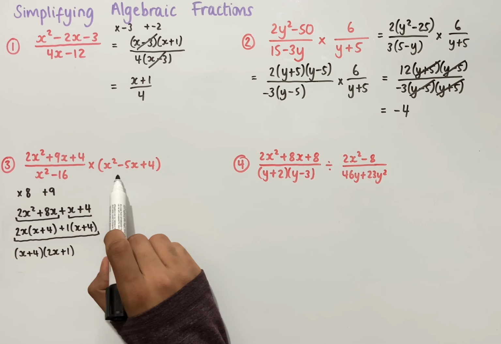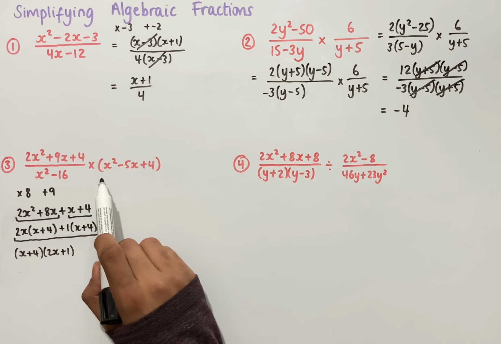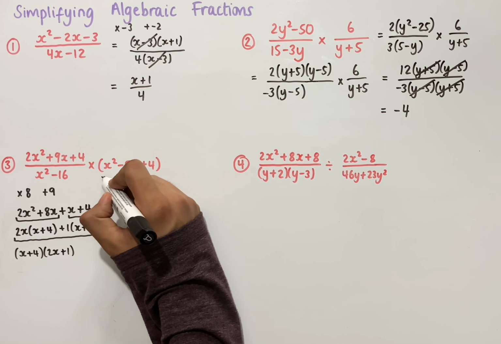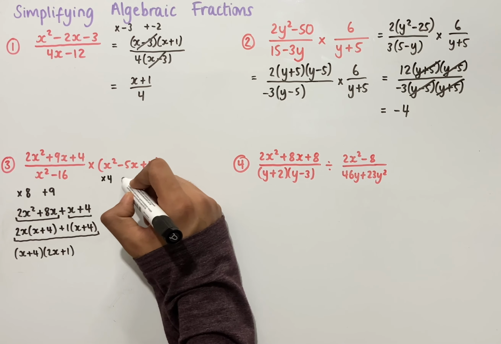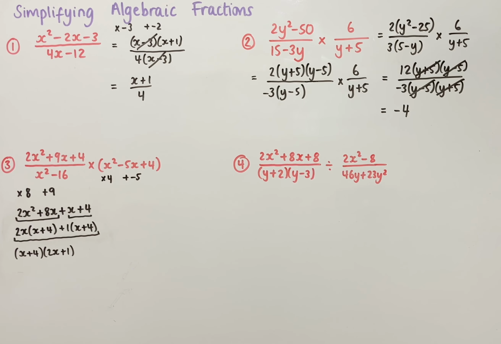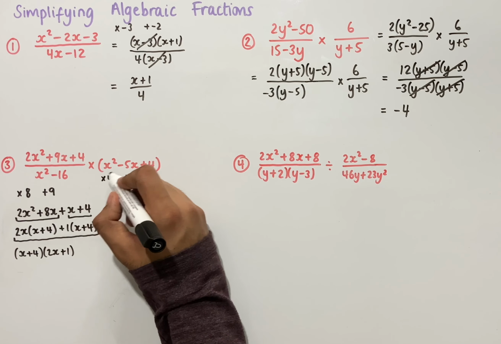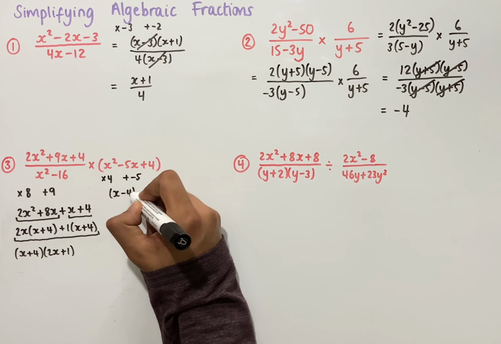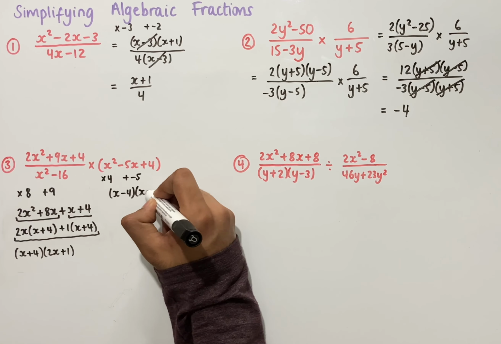If we also factorize the quadratic on the end here, we have x squared minus 5x plus 4. And so we're looking for two numbers that multiply to make 4 and two numbers that add to make minus 5. These two numbers are minus 4 and minus 1. And so the quadratic factorizes into x minus 4 in brackets and x minus 1 in brackets.